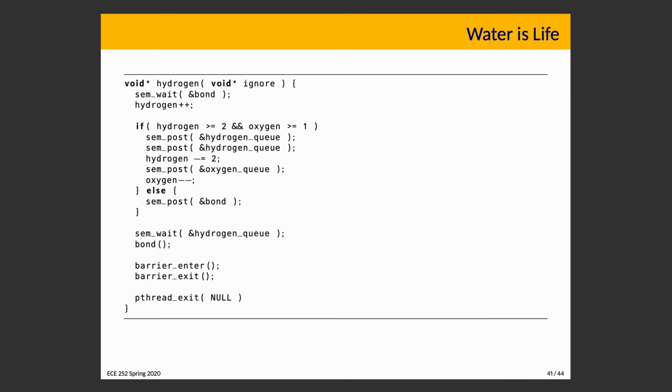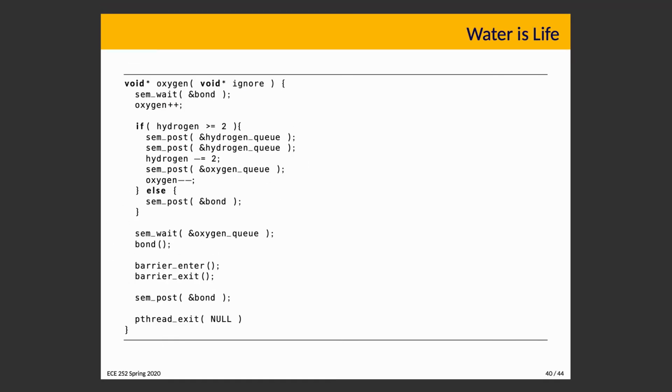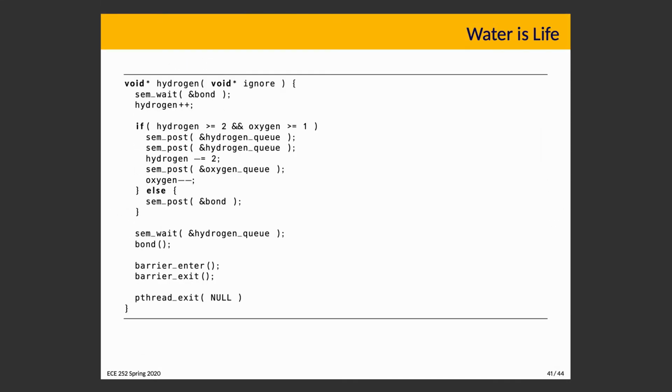So, okay, there's a couple obvious differences between the hydrogen and the oxygen thread. One of them is that the oxygen thread just checks if hydrogen is at least 2. That's because, of course, if we are an oxygen molecule, we know oxygen is at least 1 because we exist, and therefore all we care about is whether there is hydrogen. If, however, you are a hydrogen, it's not enough to know that you exist. You also have to have a friend, or a buddy, or a partner, and an oxygen as well.